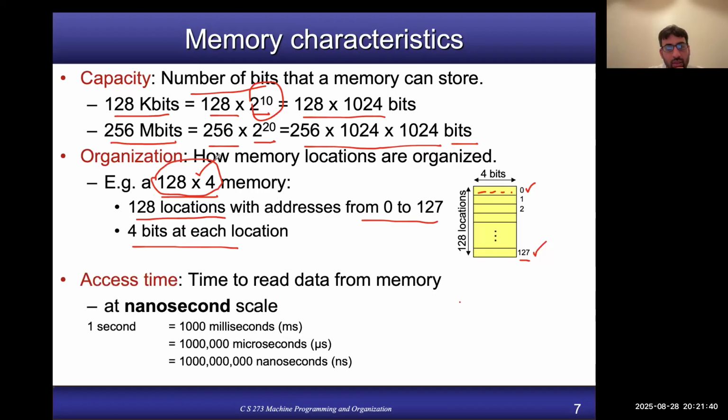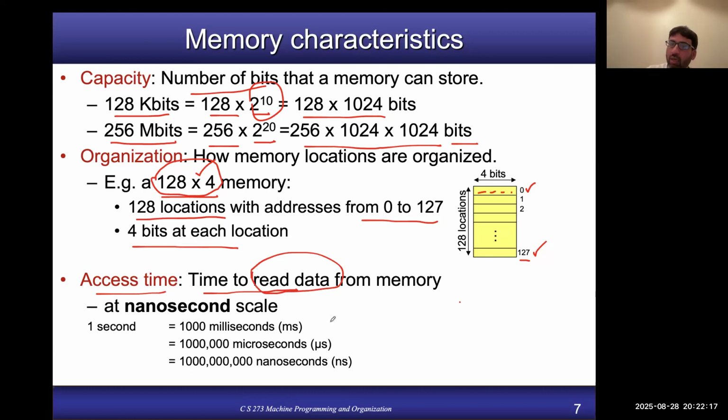Access time. Another important characteristic of a memory chip. We have first talked about two things: capacity, which tells us how many bits can be stored, and organization, which tells how the memory is internally organized, like how many locations we have and how many bits we can store in each location. The next thing is access time, which is very critical. Access time is the time to read data from memory. Note, it is the time to read data from the memory, not the time to write data to memory.